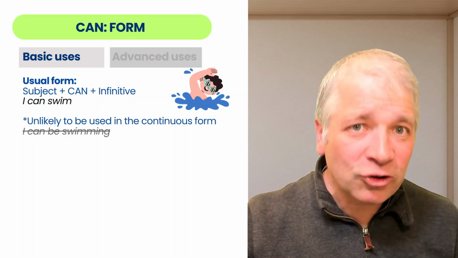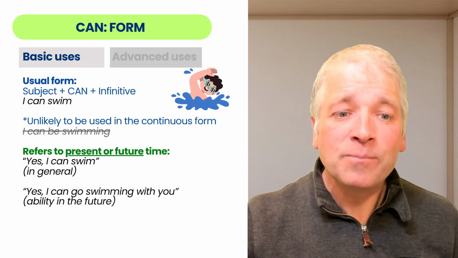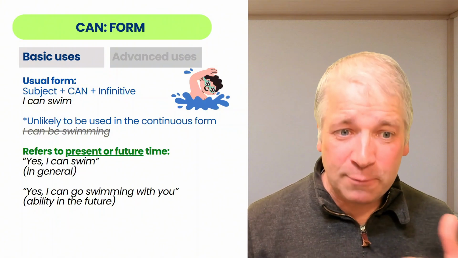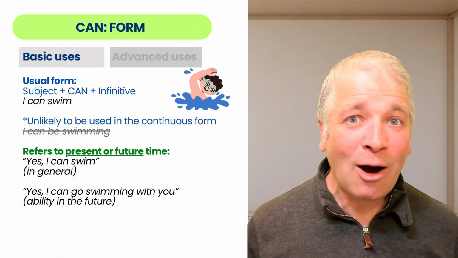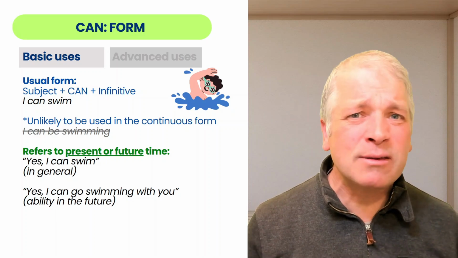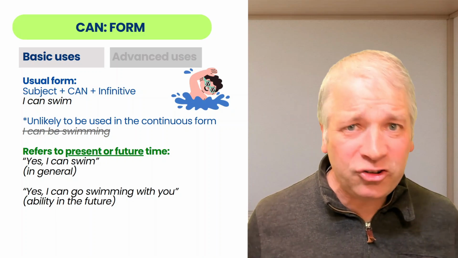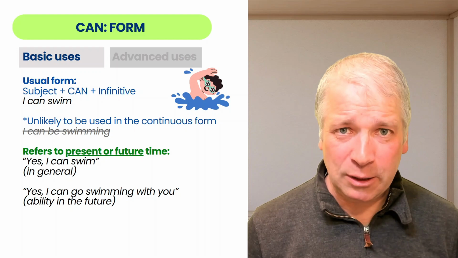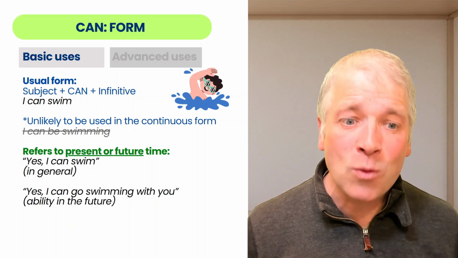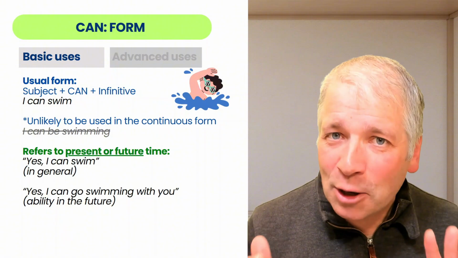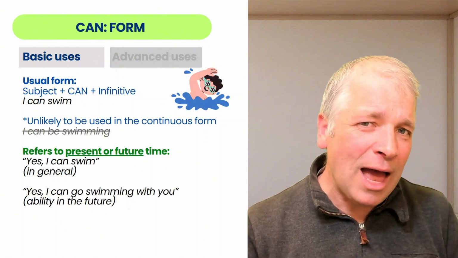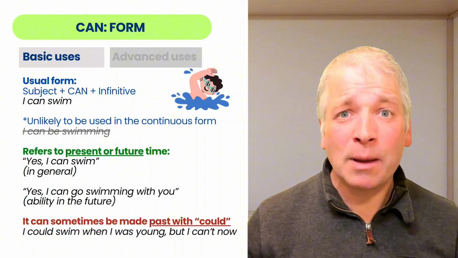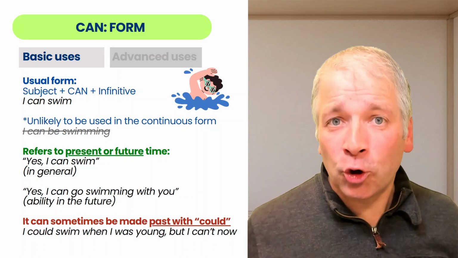Now, we don't usually use can in the continuous form, but we can use it both for the present and future time. Look at the difference between these two. If you say, yes, I can swim, then that means this is something that I have the ability to do in general. I had it in the past, I have it now, I'll still have it in the future. That's the present use, but we can also use it for the future only. If I say, yes, I can go swimming with you, that means I have the ability to do this in the future.